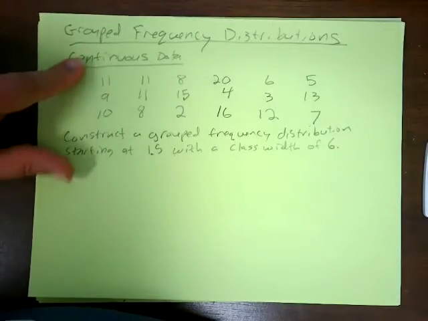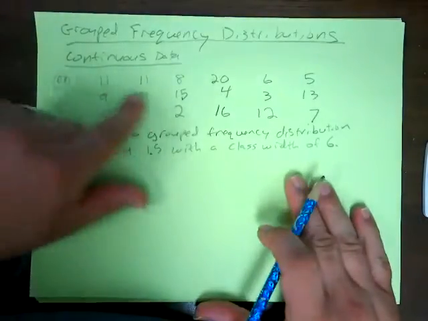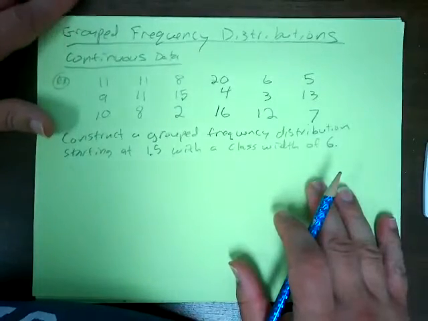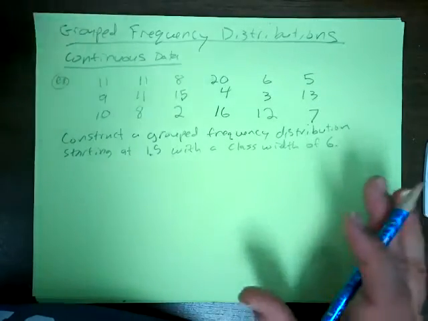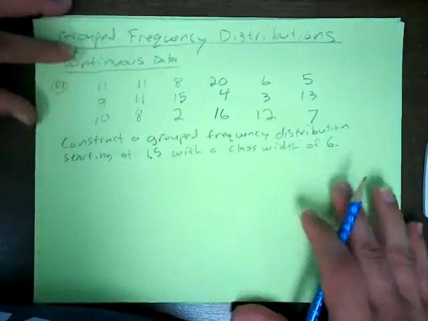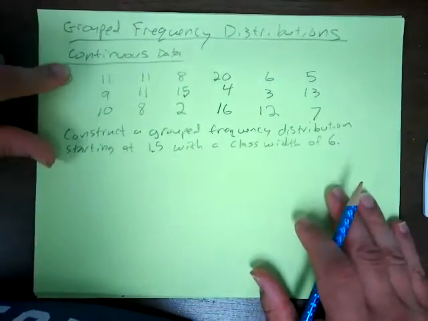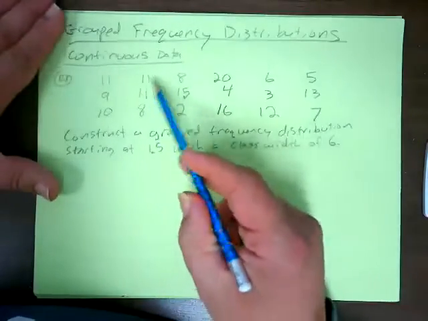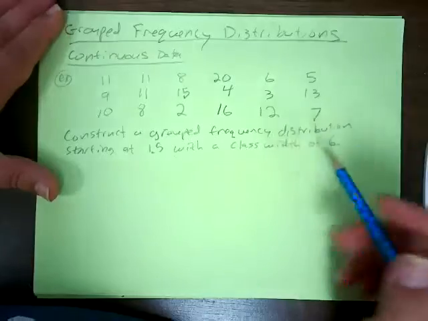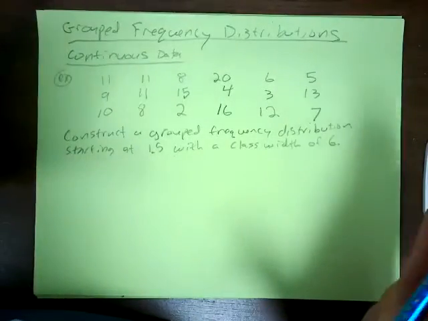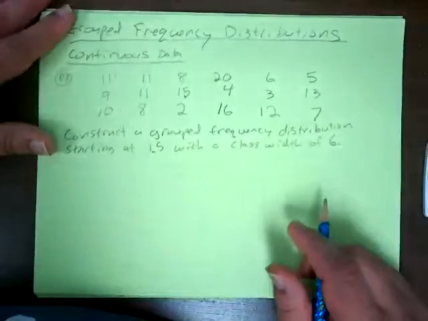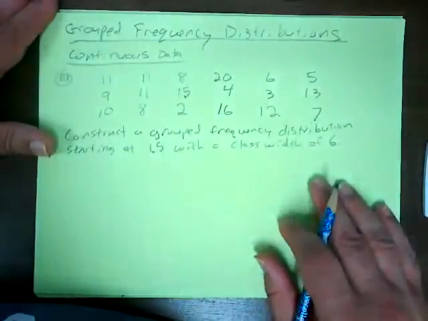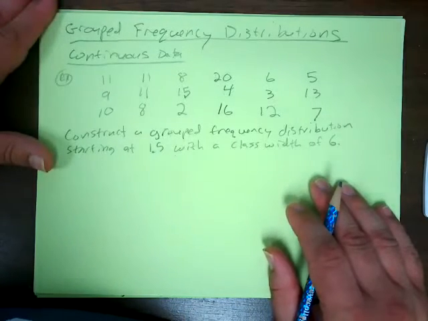So let's look at grouped frequency distributions for continuous data. This is a little bit different way of grouping the data, and you could actually use this for continuous or discrete data, but it's very helpful for continuous data because in continuous data you can measure as accurately as you want. So these can have as many decimal places as someone measures to, and whatever they measure to, this method will work.